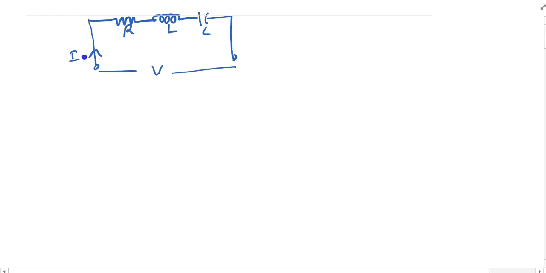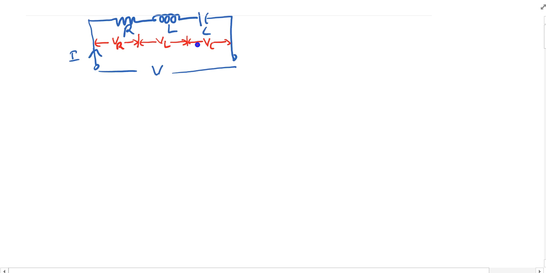Whenever this current flows through these RLC elements, it is going to give drops. This is the VR drop, this is the VL drop, and this is VC, the drop across the capacitor.